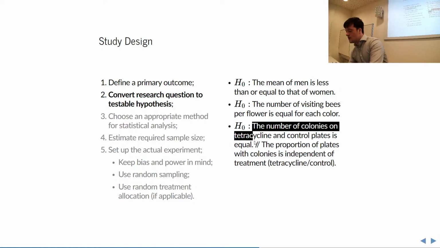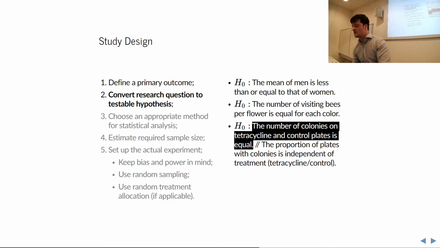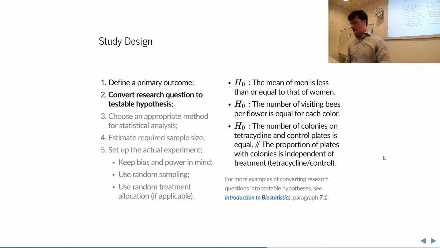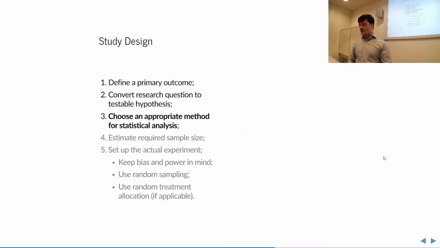Or you could use the number of colonies on tetracycline and control plates and state that they're equal. If it's not a very strong antibiotic, you could even do this experiment with just 2 plates and count the number on one plate and the number on the other plate, and then see if that differs from a 1-to-1 ratio. So that's the null hypothesis. First you define a primary outcome, then you convert your research question to a testable hypothesis, a null hypothesis. Then, there are more examples of this. If you're like, okay, I understand this, but I want to see a little bit more, you can have a look at the book.